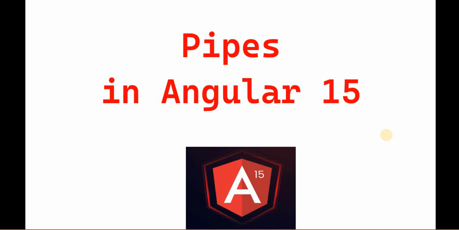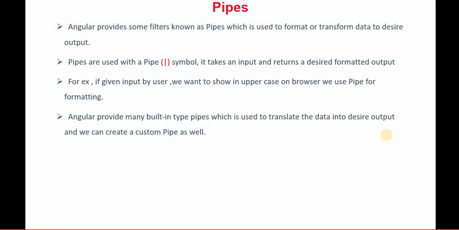In this video, we will discuss pipes in Angular 15. In the previous videos we discussed data binding, and now the pipe is also an important part of the Angular application. So what is the use of the pipe? We use this symbol for using the pipe, and a pipe is used to transform the data into our desired output.